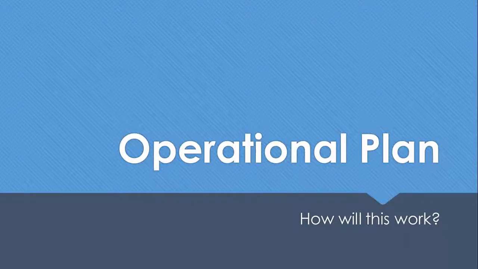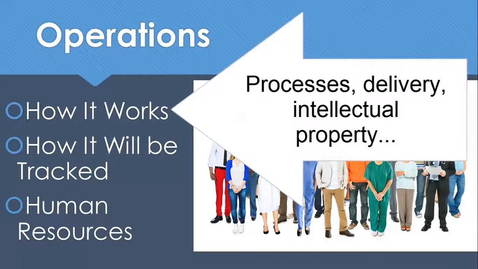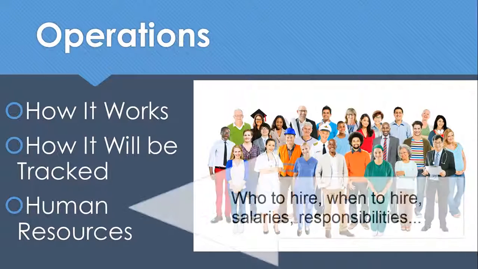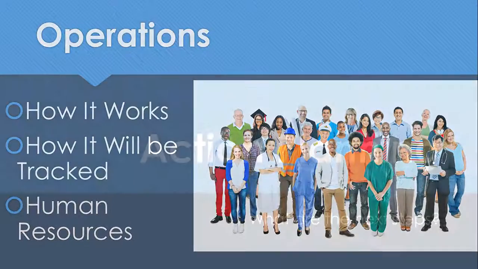Operational plan. How will this work? How it works. This is where you can speak about process, how you deliver, and any intellectual property you might have. How will it be tracked? You need to track to make sure that things are getting done. You also need to speak about your staffing and who you plan to hire. When will you hire them? How much will they earn? What will they be responsible for? The more details, the better before you hire.